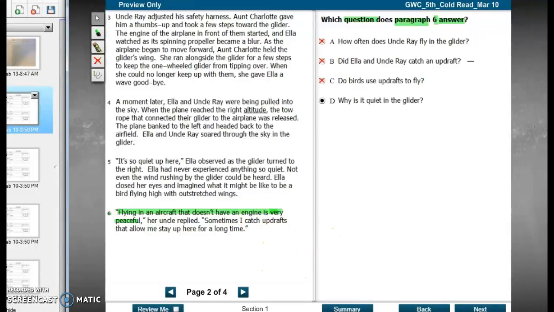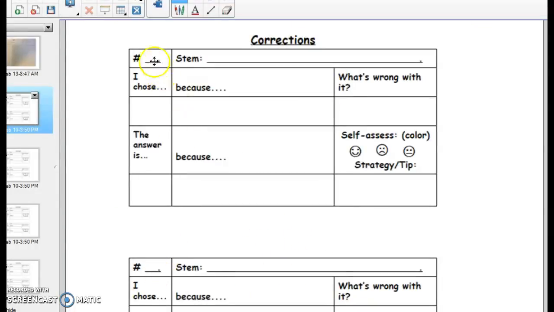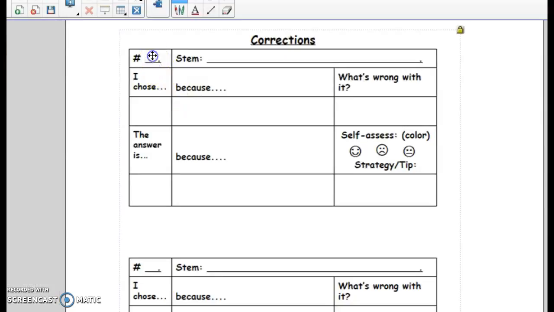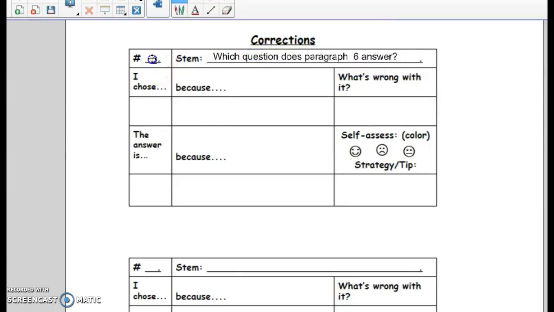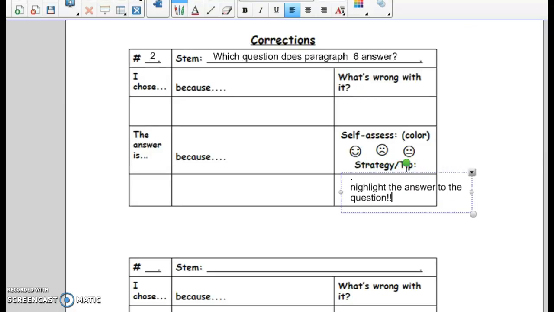All right, so in your corrections, that was number 2. The stem is, which question does paragraph, and it could say whatever, this time it's 6, answer. You need to put that in. The strategy or tip is you actually have to highlight the answer to the question.